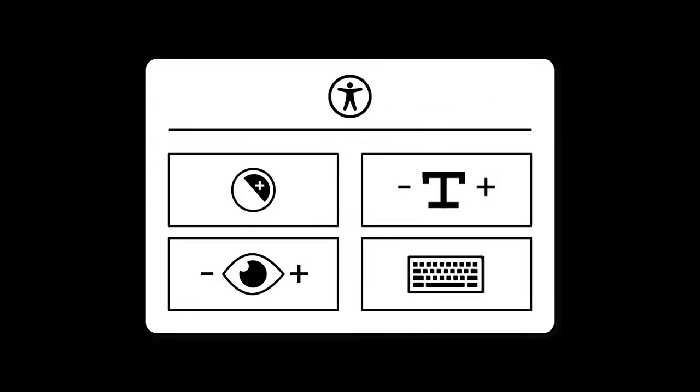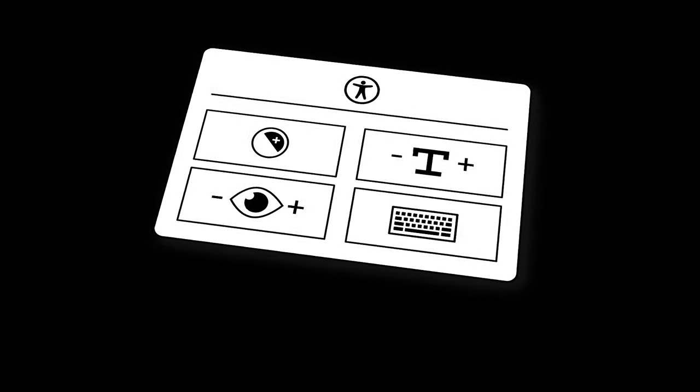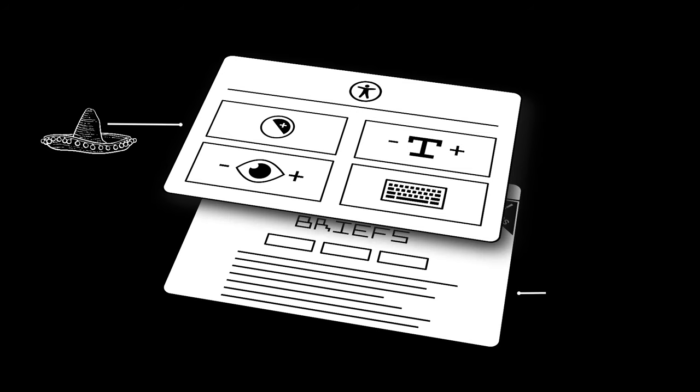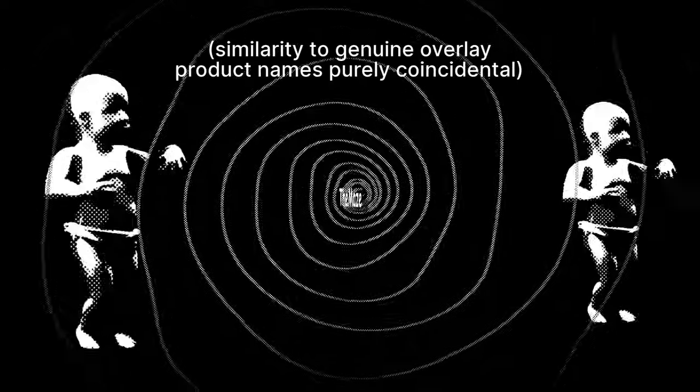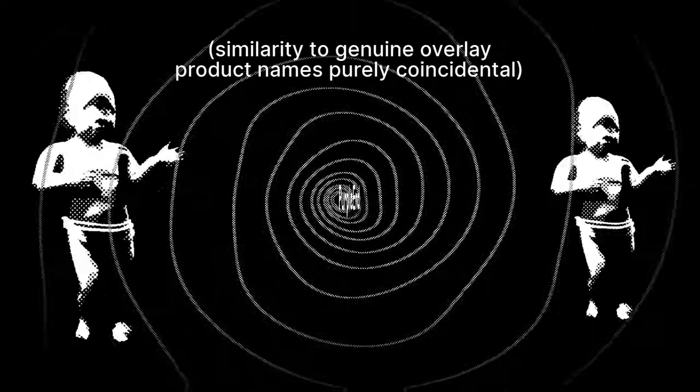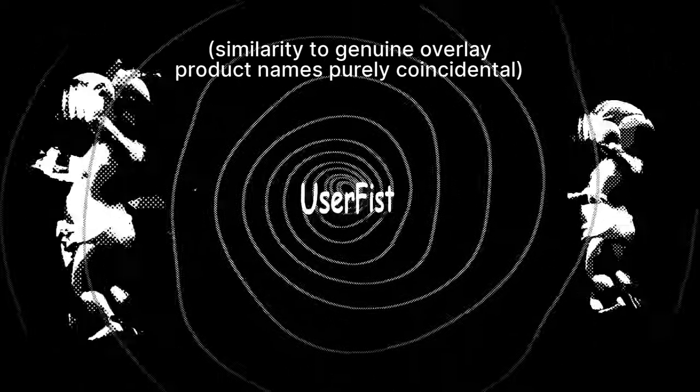An accessibility overlay is a piece of third-party software that is imposed or overlaid on a website. There are many competing overlay products with names like Accessi Wasp, Loser Way, The Maze, Purple End, User Fist, and Audio Hog's Eye.